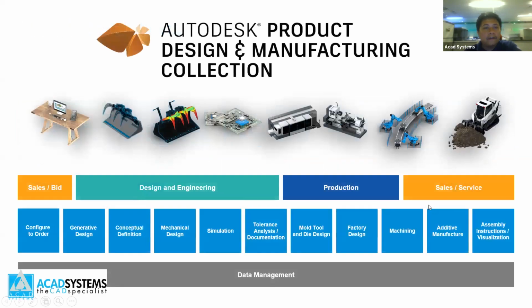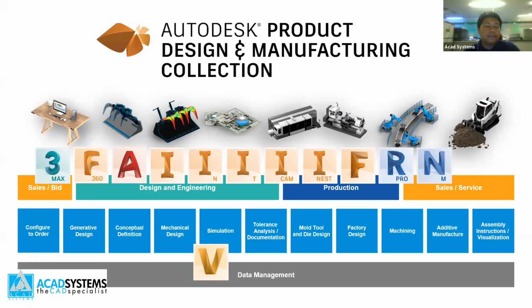architecture and construction. Before I start in detail, I want to introduce the Autodesk Product Design and Manufacturing Collection. Inside this bundle, you will get more than 20 software, which is very good for you. This is the workflow that all companies normally face: sales and bid, design and engineering, production and services. For sales and bid, you can use 3ds Max to visualize your product and make it look real.